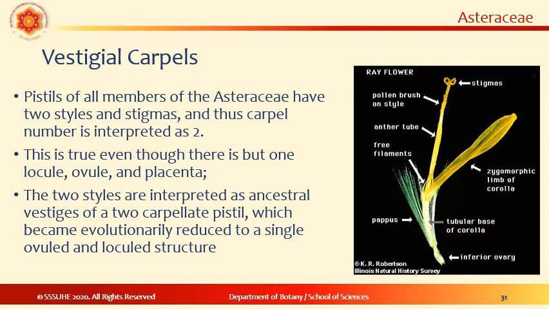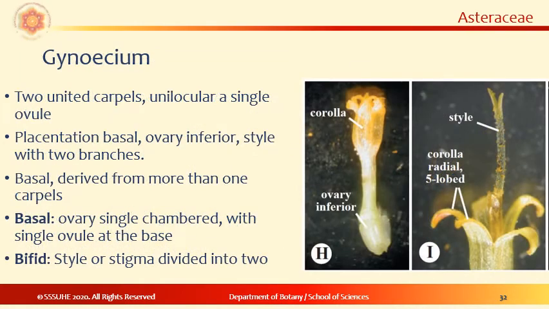The pistils of all members of Asteraceae have 2 styles and stigmas. Thus the carpel number is given as 2. But though they have 2, they only have 1 locule, ovule and placenta. So this unilocular feature found in Asteraceae is considered an evolutionarily reduced structure. So the gynoecium is 2 united carpels, unilocular with a single ovule. Placentation is basal, ovary is inferior, style has 2 branches.